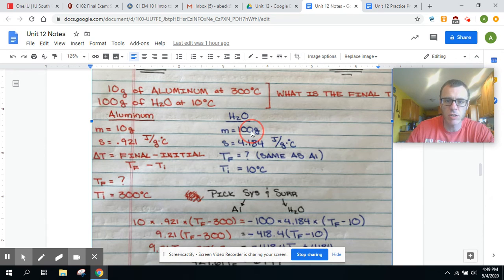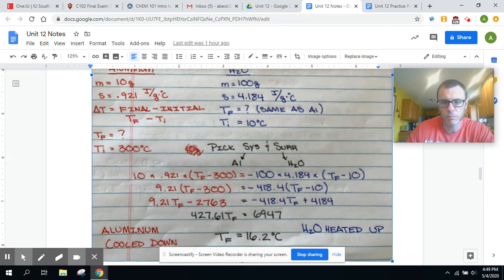For water, our mass is 100 grams. We know this. Specific heat for water is 4.184. All right. Temperature final, don't know, but it's going to be the same as aluminum. That gives us our one variable. And our initial temperature is 10 degrees Celsius.